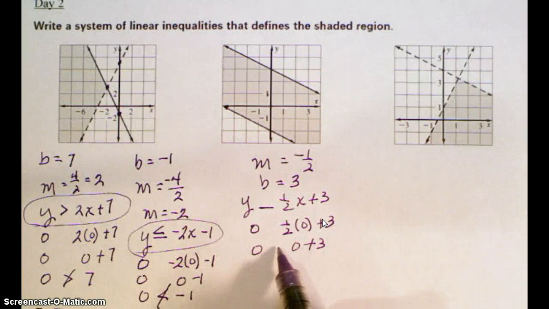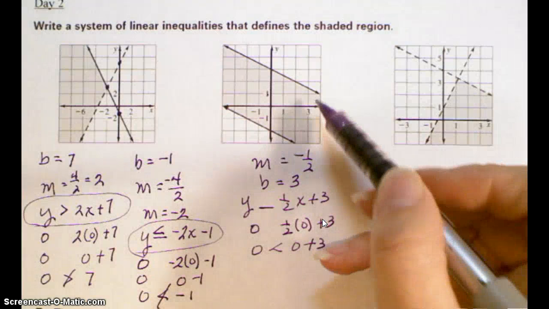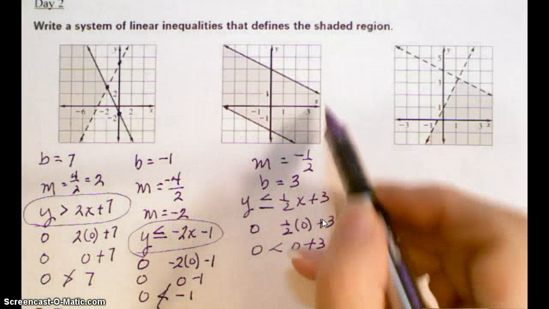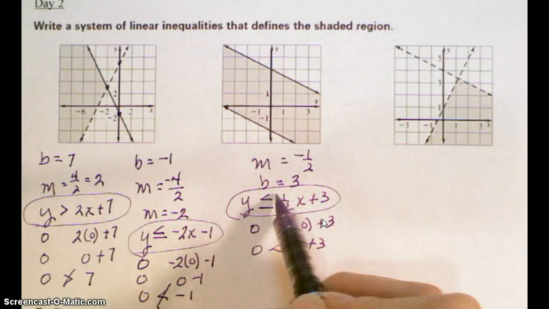Well, 0 is less than 3, and that does make a true statement, which would allow us to say that this side is shaded. So this first line at the top, y is less than or equal to negative 1/2 x plus 3. I'm sorry, negative.